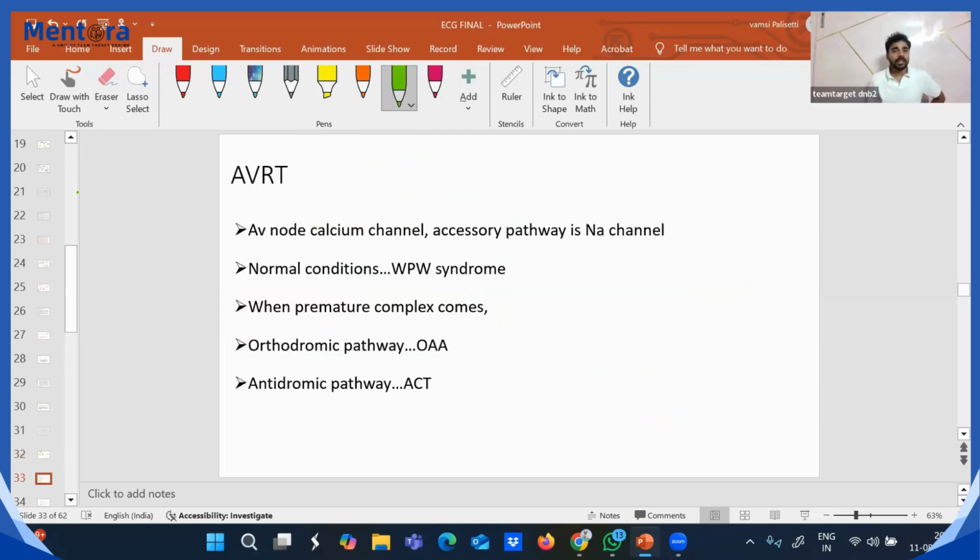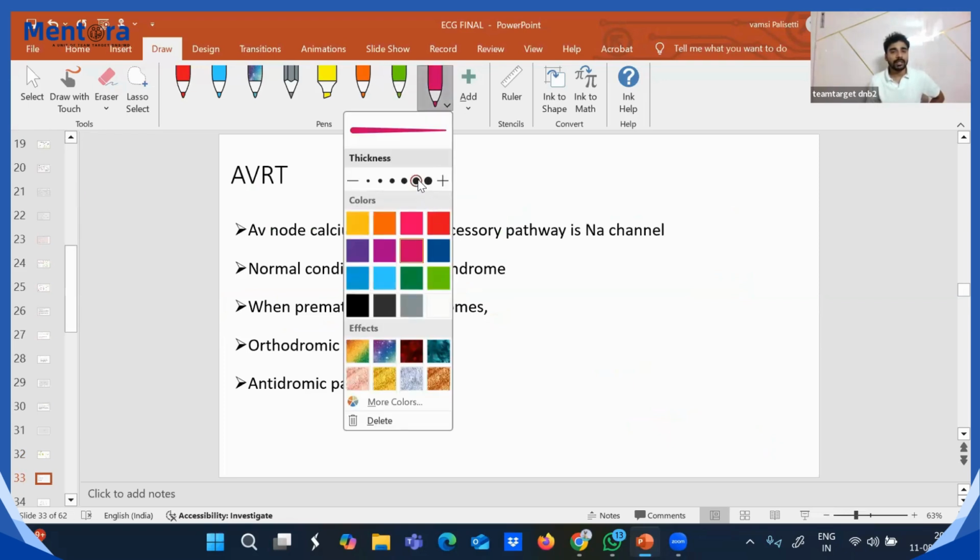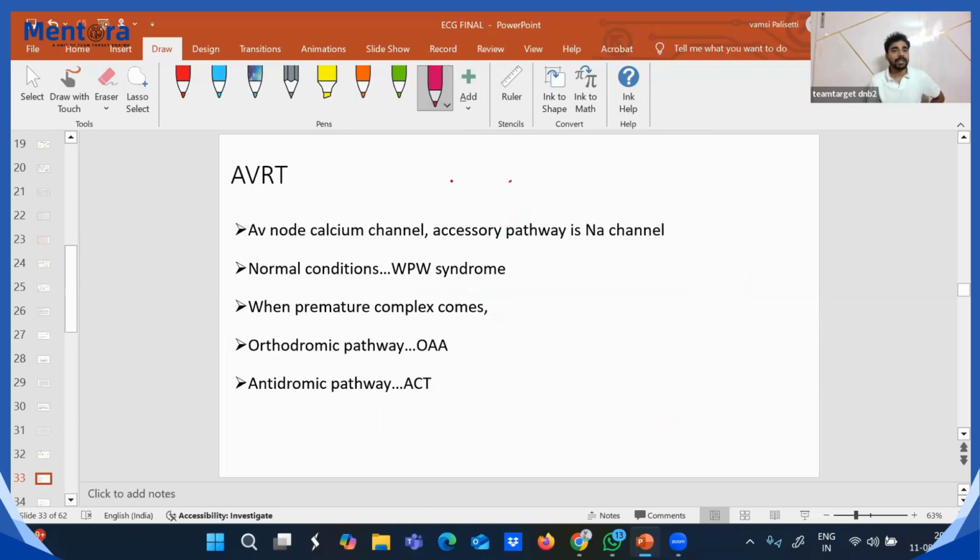Then comes one more master, a bit confusing, but it's okay, we will deal with it very easily. This is called AVRT. What is AVRT? It is atrioventricular re-entry tachycardia. Here also, a re-entry phenomenon is happening between the atria and ventricle, but it is not happening through the AV node. That is called atrioventricular re-entry tachycardia.